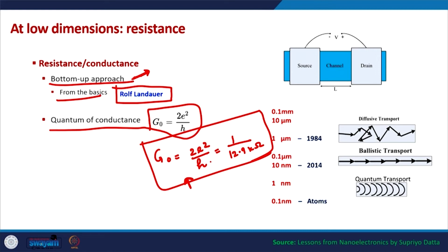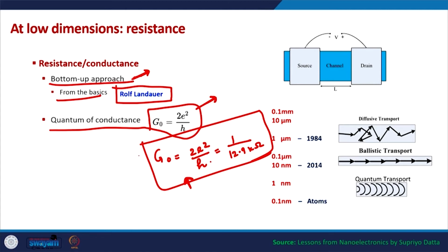It cannot be less than that. If there are more pathways, then this conductance can change. But for a ballistic conductor, if the electron has only one pathway in the device, the conductance of that pathway is given by this value, and this is known as the quantum of conductance.